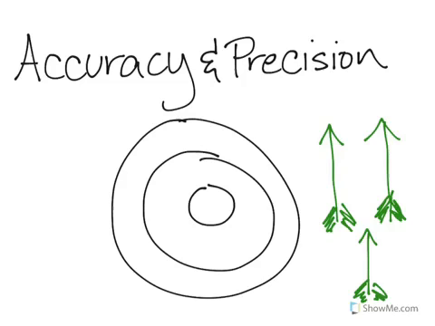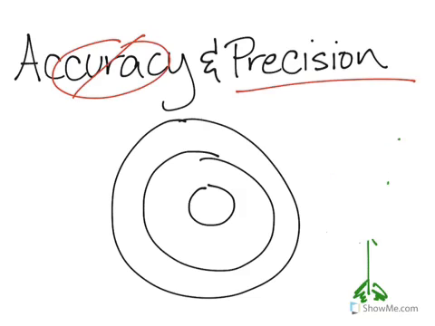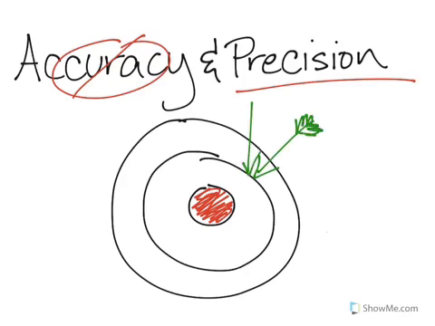Now, let's say we want to give a scenario that is precise, but not accurate. So what's that going to look like? Again, if the goal is to hit the bullseye, and we didn't hit the bullseye, then it's not accurate. This is sort of the example that we had a few slides ago. If those arrows were shot right here, or those darts were thrown and they all ended up right there, that's precision, but not accurate, because we didn't hit the goal.